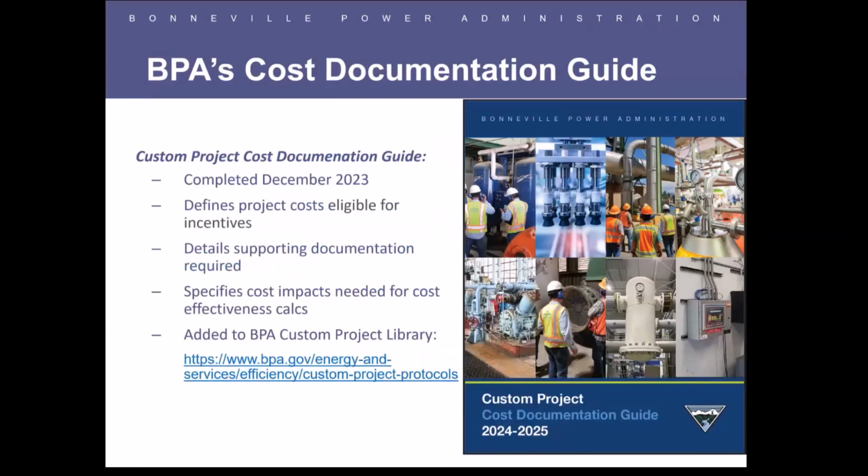But yeah, that cost documentation guide that came out late last year defines project costs that are eligible for incentives, defines details supporting documentation requirements, really adds a lot of content that wasn't available previously in the BPA implementation manual, and that is available at this link shown at the bottom of the screen. It's a real colorful and well-designed cover page and content within. Next slide, please.